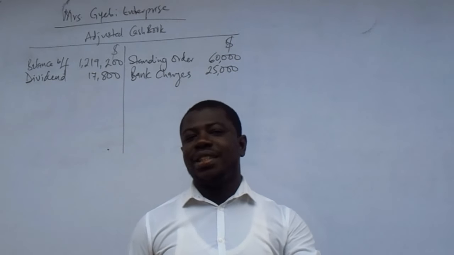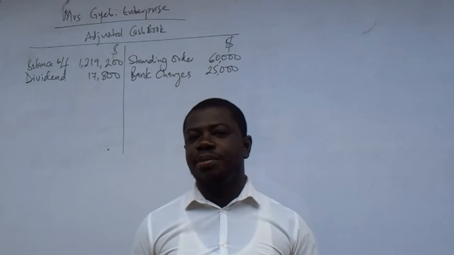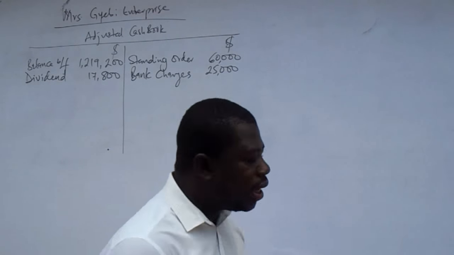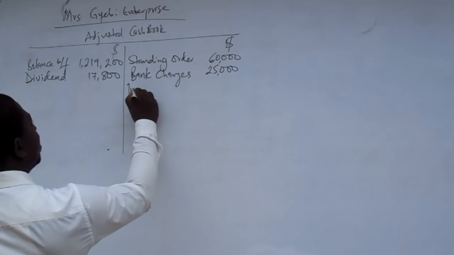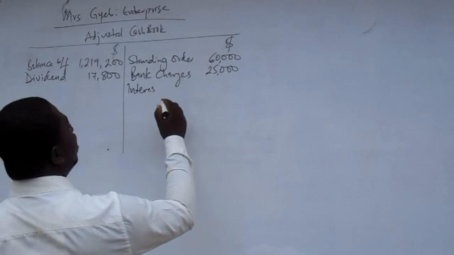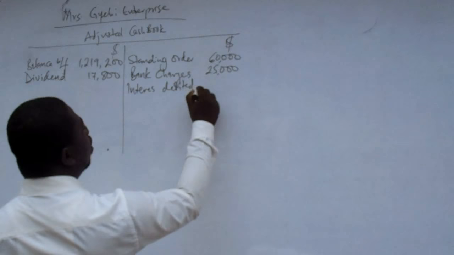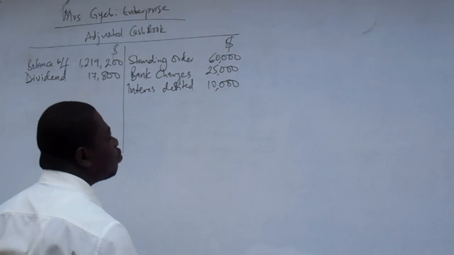And when they are charging, it's to the debit of your bank statement. That means that it's supposed to be credited to the adjusted cash book. So there is interest. This is interest debited. So interest debited. That is 10,000.